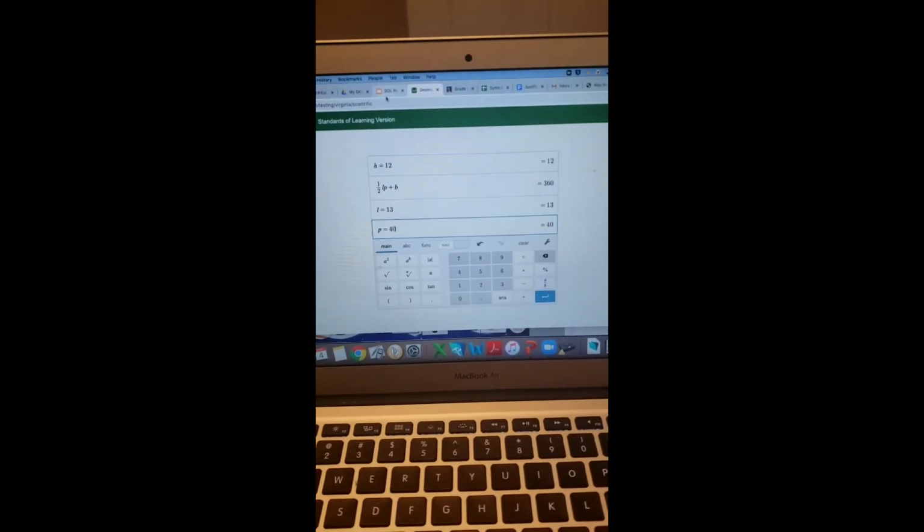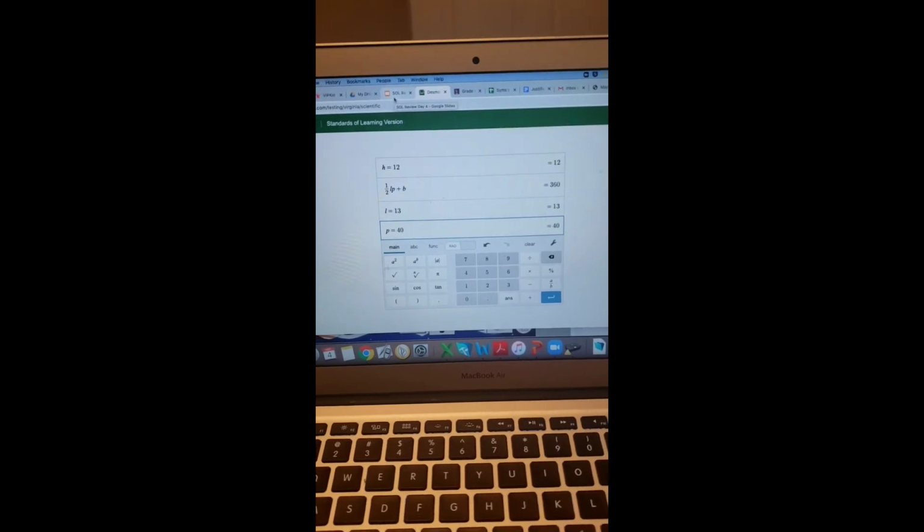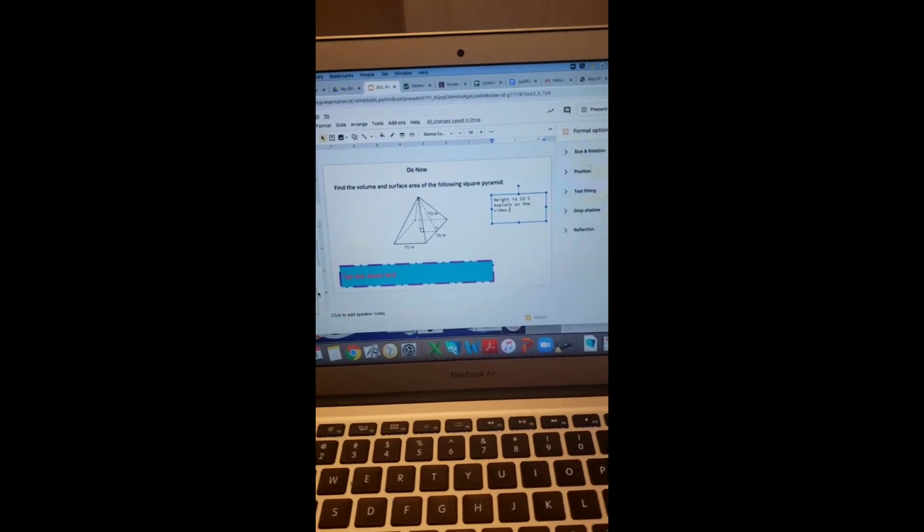Make sure you label those surface area and volume. Volume's going to be cubed. Surface area is going to be squared. And that is the end of your do now.